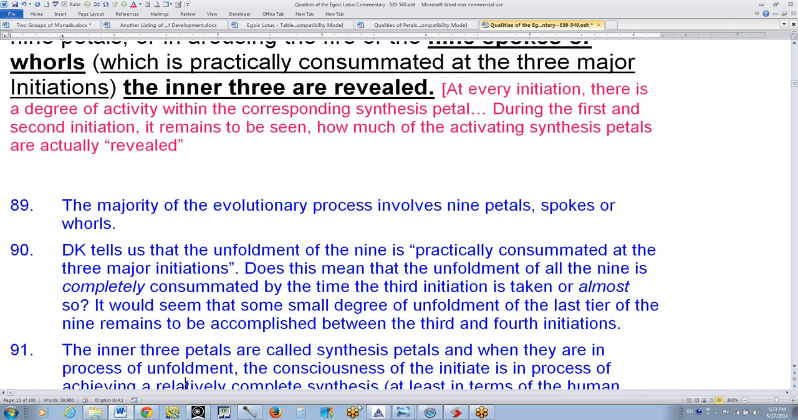So the majority of the evolutionary process involves the 9 petals. It might only be one life that really involves the development of the innermost 3. So when he tells us that the unfoldment of the 9 is practically consummated at the 3, does it mean that the unfoldment of all the 9 is completely consummated by the time the third initiation is taken, or almost so? I think so. It would seem so.